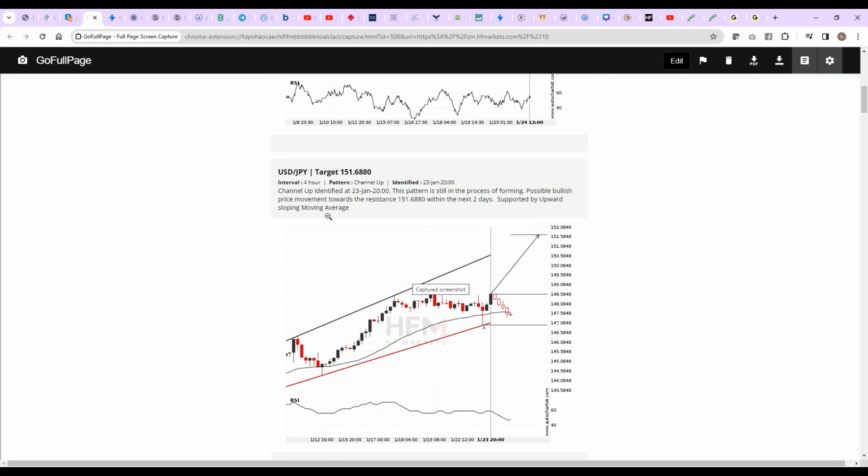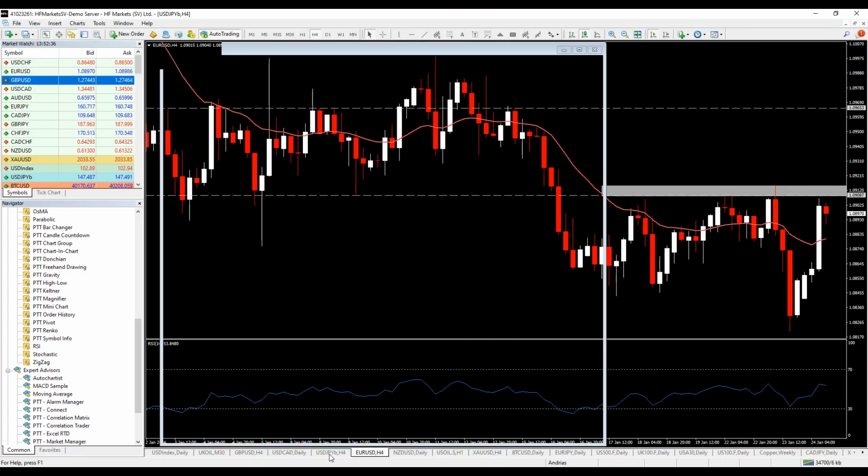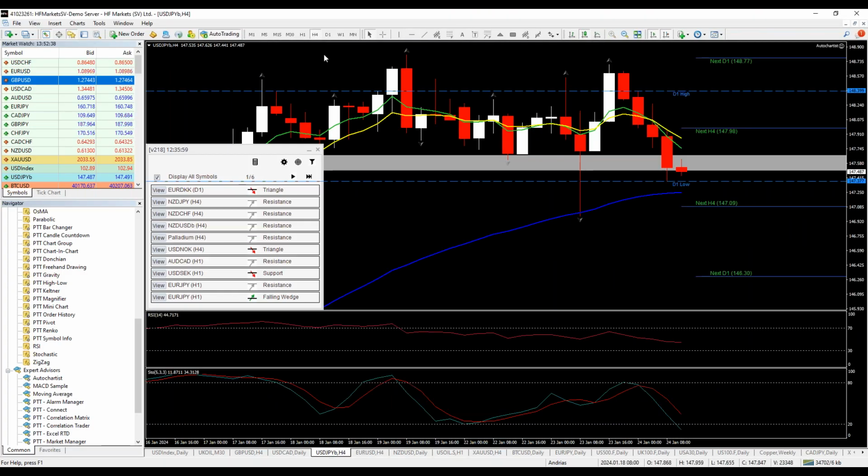So, dollar yen 4-hour chart, 151.68. That's a medium-term signal, so it will last for a few days. Let's see dollar yen on the 4-hour chart indeed.